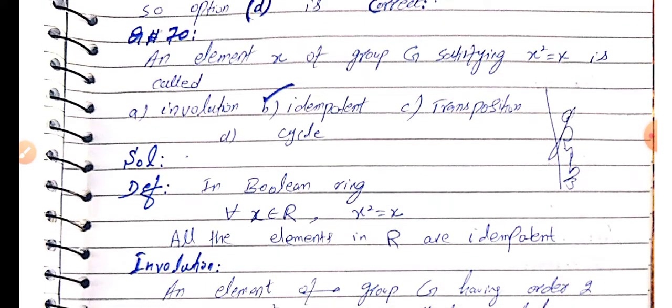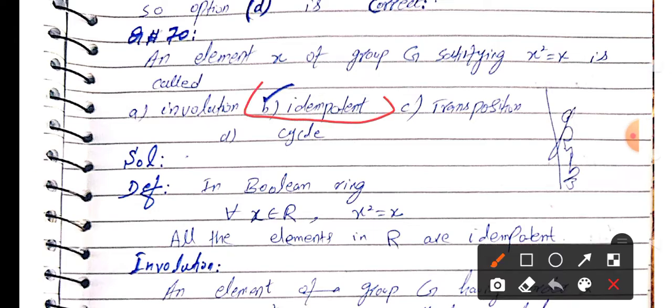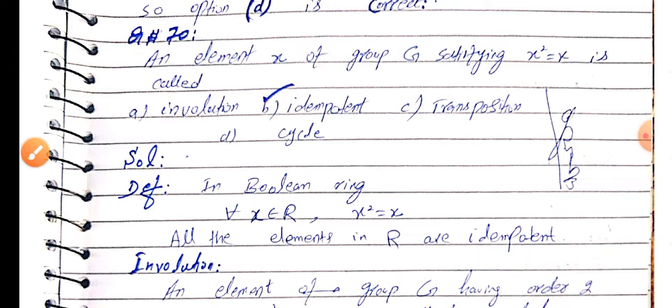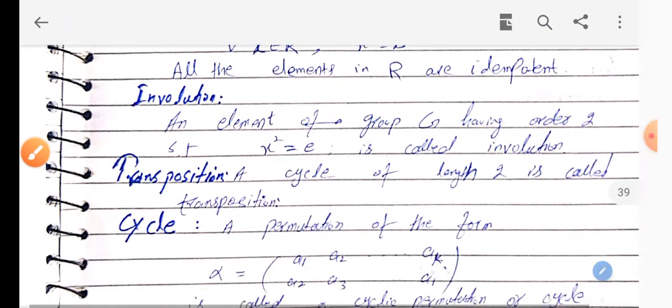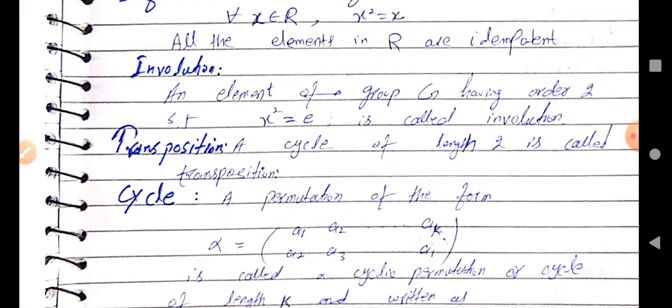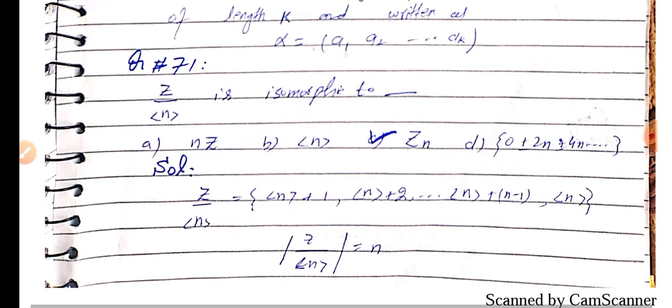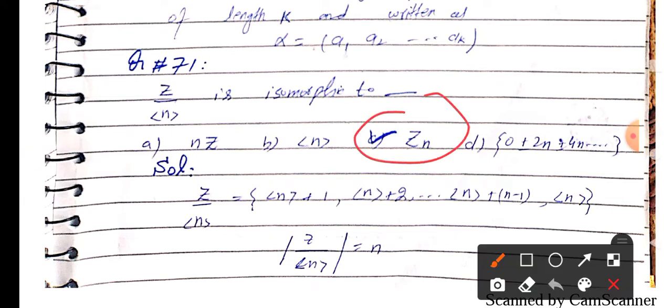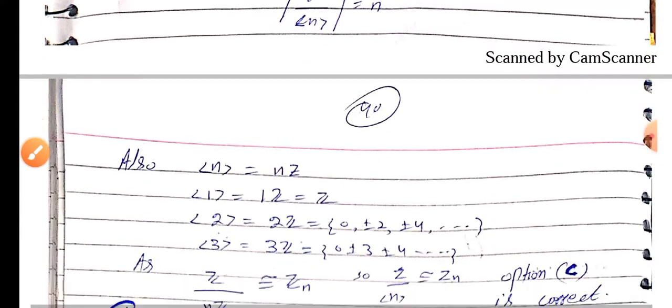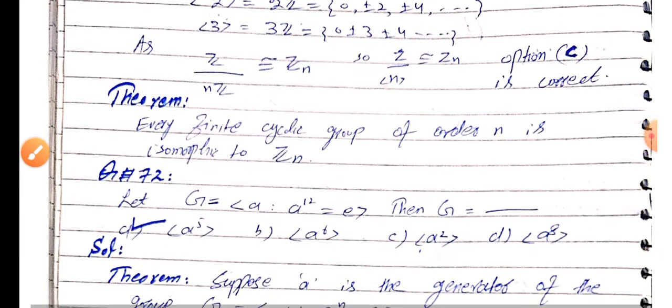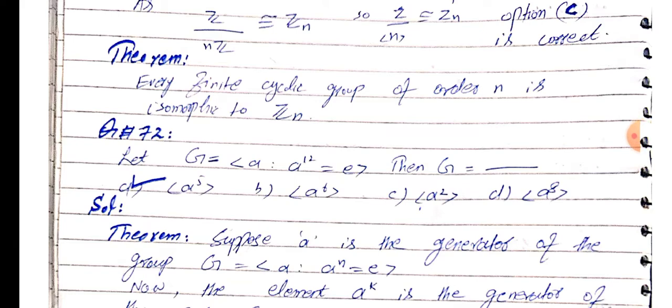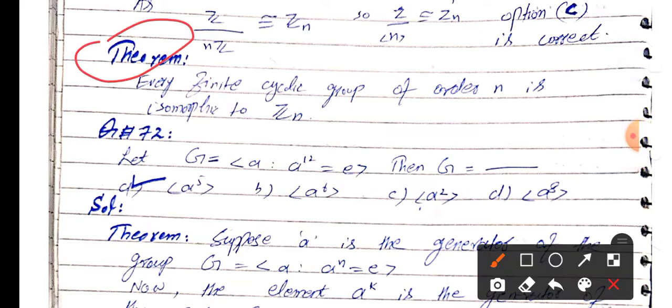70. An element x of group G satisfying x square is x is idempotent. Idempotent is the correct answer. Next question. 71. Z by n generator is isomorphic to Zn is the correct answer. Next option, read this theorem. Every finite cyclic group of order n is isomorphic to Zn.